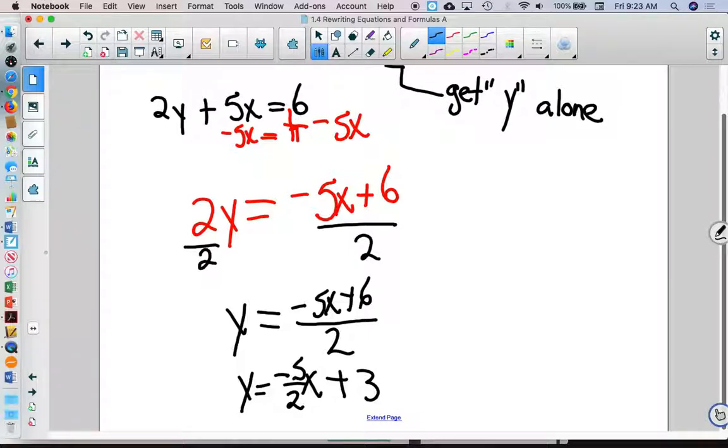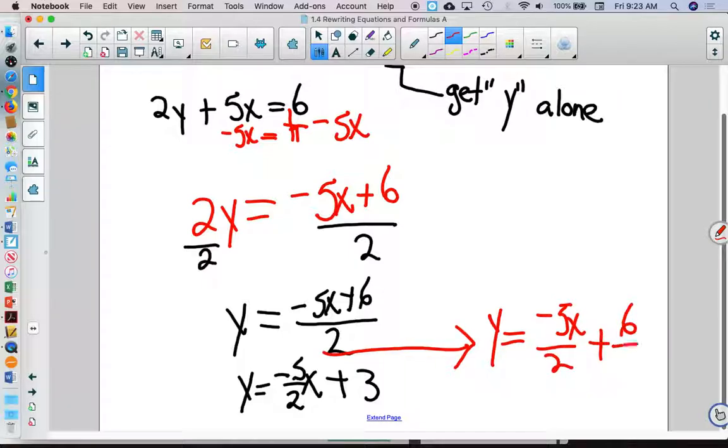Do you have these steps written down? Okay, I'm not sure of my step right here. Because right here I can say y equals negative 5x divided by 2 plus 6 divided by 2. That way you know where this came from. I can expand that out so that you see it.